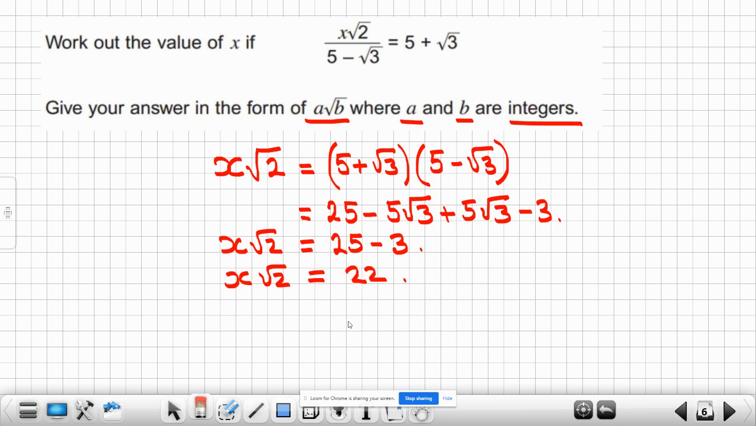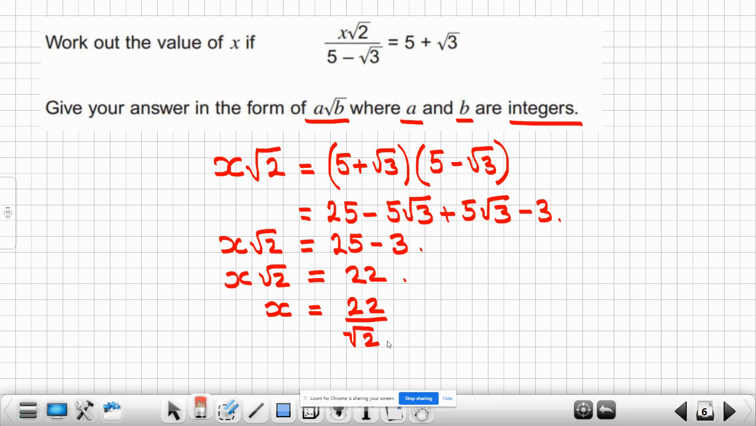And then what would we do? We need to isolate x. So we're going to say x is equal to 22 over root 2. So we've divided both sides by root 2. Now, it's told us it wants the form a root b, so we don't want this surd as a denominator. So what we're going to have to do is multiply top and bottom by root 2.